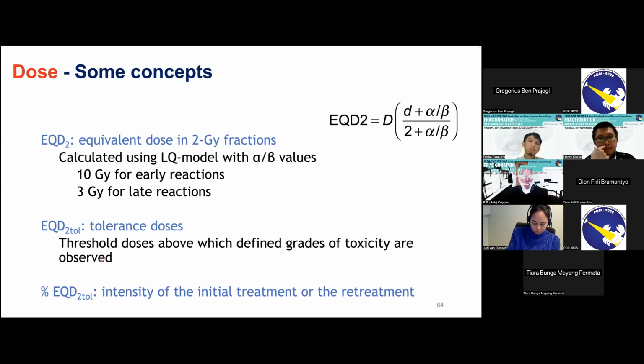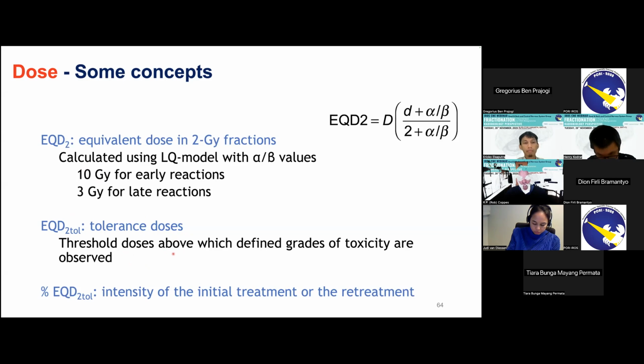So like I explained already, you can calculate the tolerance of your normal tissue and your tumor by using the EQD2 model. So you calculate how much of your normal tolerance you already have used in your previous irradiation, using this formula, and then taking into account that you can calculate, for instance, for early reactions and tumor response, often depending on your type of tumors, 10 gray, and 3 gray for late reactions. So you know your tolerance dose, the EQD2 tolerance, which you don't want to go above, right?